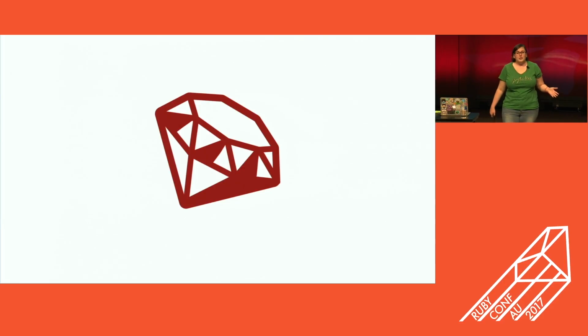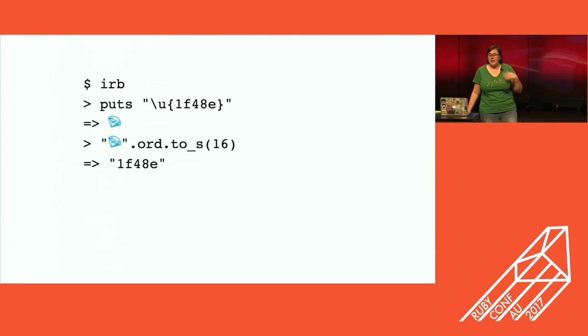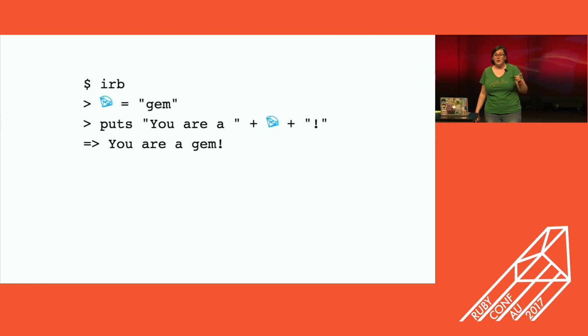So, if we're going to do emoji manipulation in Ruby, we can put out a \u with our curly braces and then the UTF-8 encoded string, and it will output the gem. We can also go the other way around, where we get the ordinal to string in 16, and then we get out the original string. So you can go backwards and forwards. What you can also do, which is wonderful, because Python doesn't let you do this, you can use emoji as variable names. Yeah. So you can have a variable called gemstone emoji that is gem, and you can use it inline, and it's wonderful.